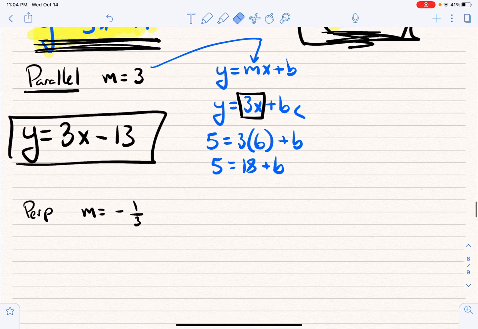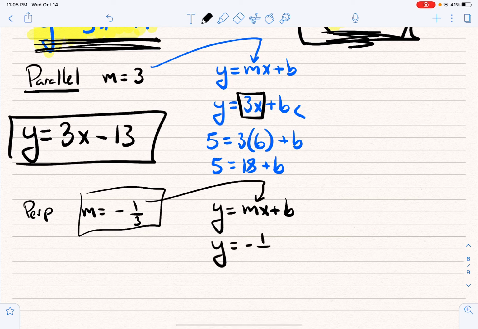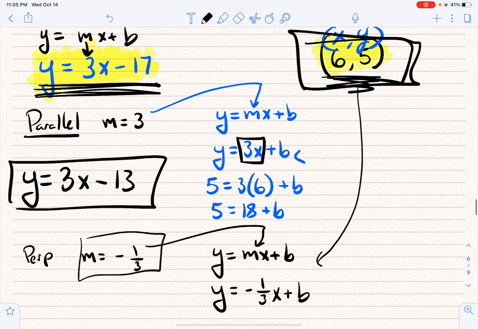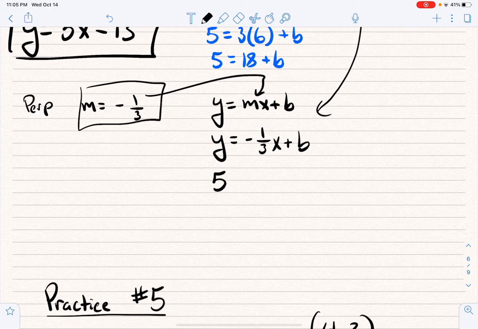Okay, so perpendicular, we know the slope we want has got to be this negative 1/3. So we can plug that in. We start with y equals mx plus b, and we plug in the negative 1/3. So we get y equals negative 1/3 x plus b. Okay, now to figure out what b is, we got to go back and plug in our x and y values. So that would be to say it's going to be 5 equals negative 1/3 times 6 plus b.